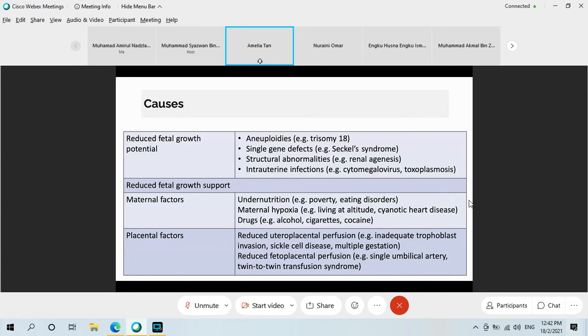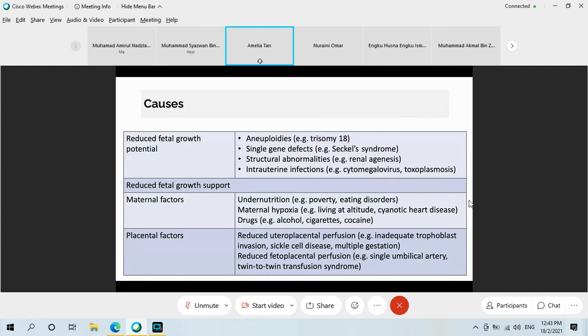Normally it is caused by genetic abnormalities, for example, aneuploidies. Aneuploidies, as we know, is an abnormal number of chromosomes in the cell. In this case, it is particularly trisomy 13 and 18, which are Patau syndrome and Edwards syndrome. And normally trisomy 21, which is Down syndrome, will cause less severe fetal growth restriction.